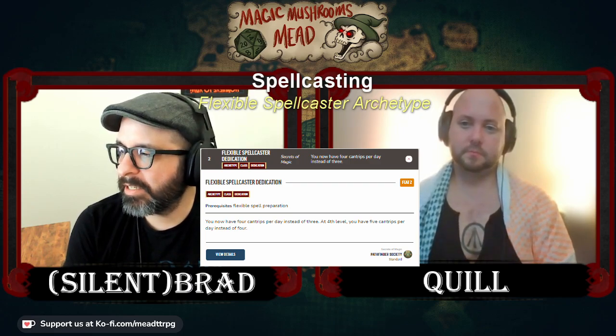There is also heightened spells. In 5e, if you want to cast a fireball at 4th level, you use up one of your 4th level slots. That's how it would work with a spontaneous caster.